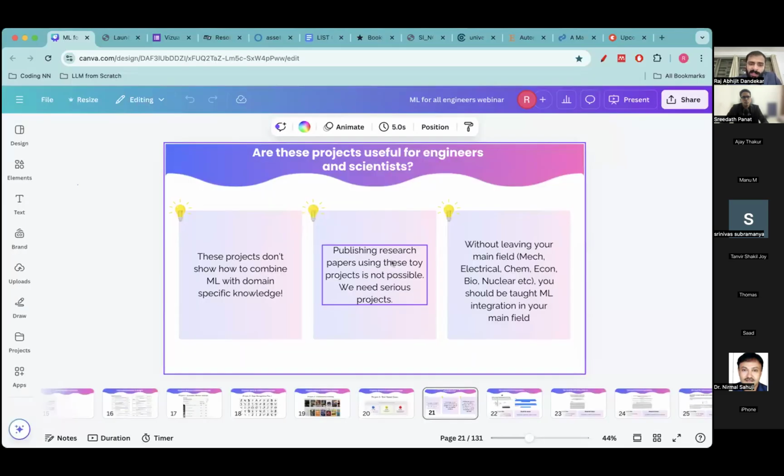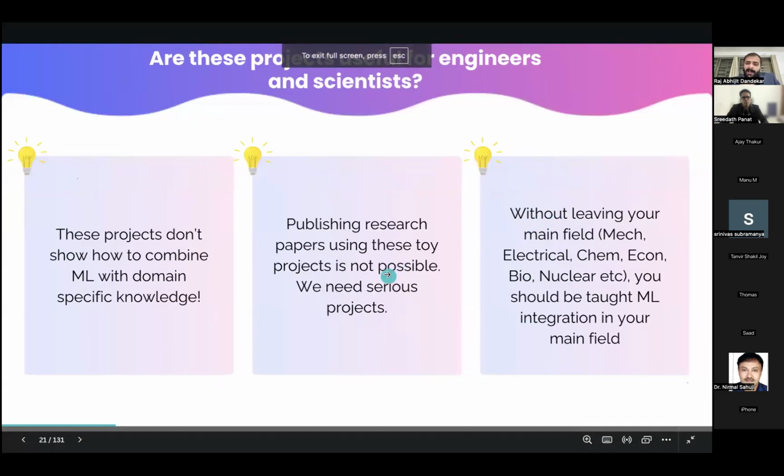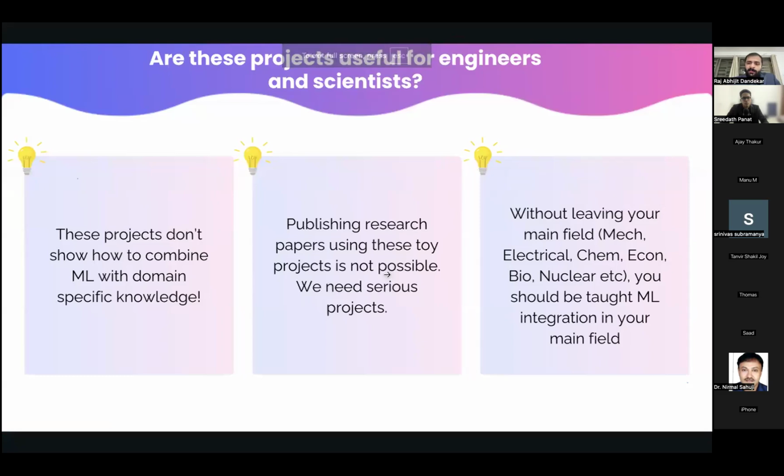Definitely you should start doing these courses, but you should not stop there. You should try to do a very impactful project which integrates your main field with machine learning. So without leaving your main field, you should be taught ML integration in your main field. And that is what leads to real impactful projects. So I'm going to come to some domain specific projects to showcase to you right now.